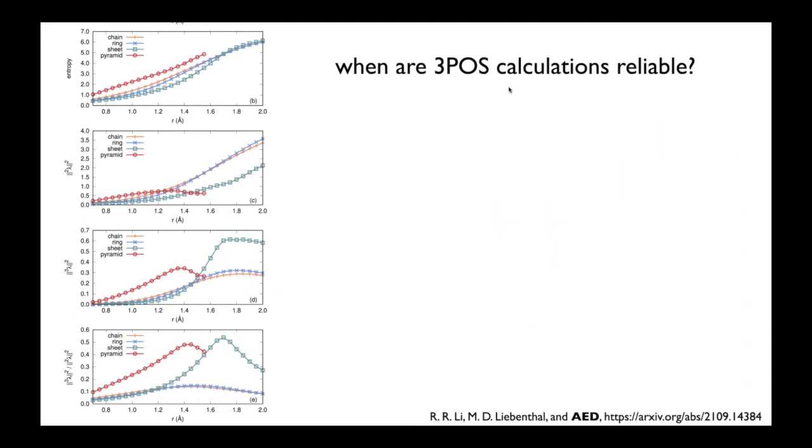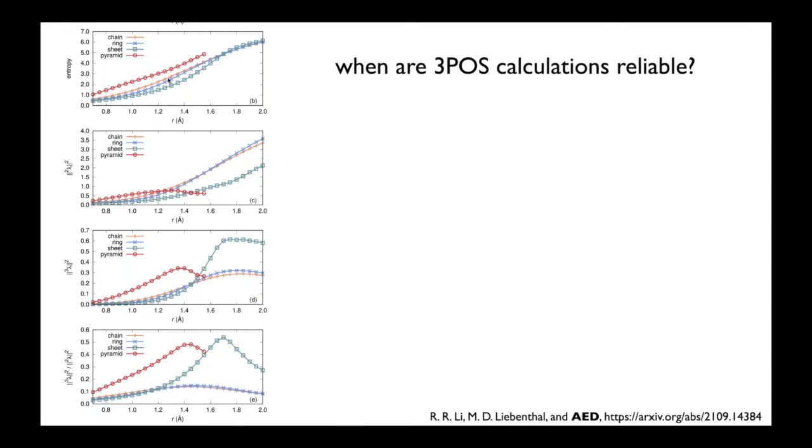We started to try to think of whether we could define some sort of correlation metric where you could determine if 3-pos calculations were reliable or not. And we investigated a whole bunch of standard metrics, like a von Neumann entropy that's based on the natural orbital occupation numbers.